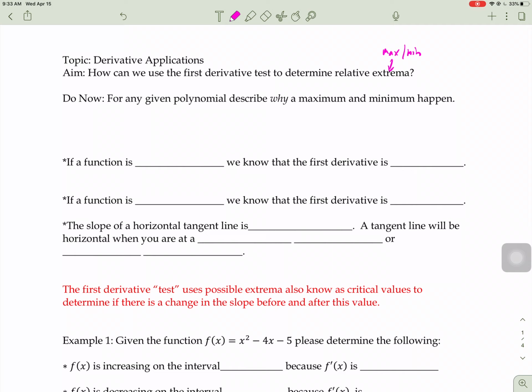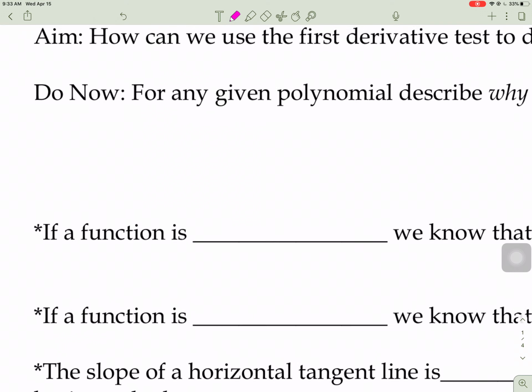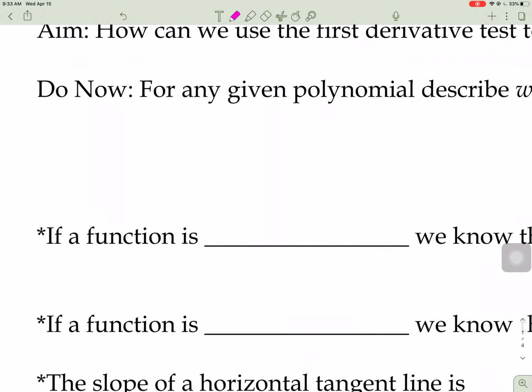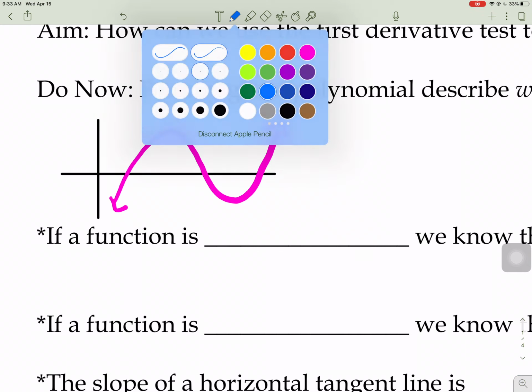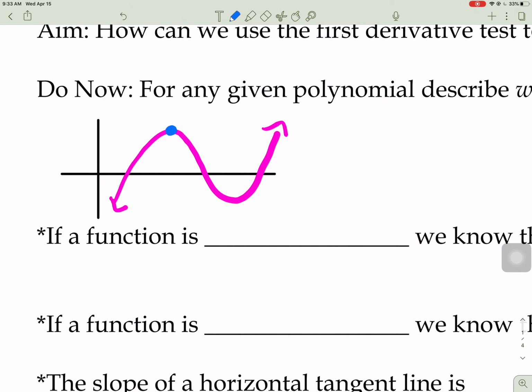So the do now says this: for any given polynomial, describe why a max and min happens. So if you think about a max and a min, let me draw a little sketch here. So if we have an axis, let's say it's like this, and I'm going to sketch a little polynomial here. So we have a polynomial like this. Okay, so we look at this and you could tell there appears to be a maximum point and a minimum point.